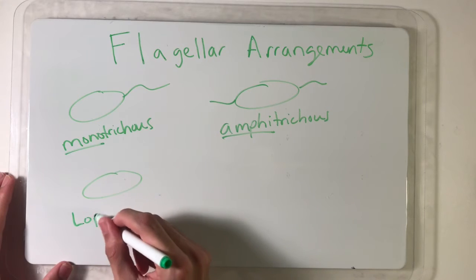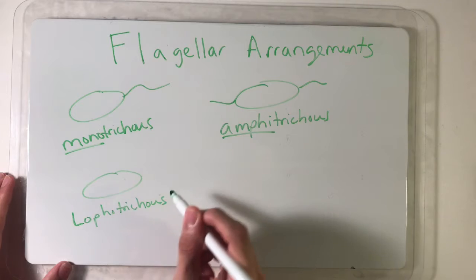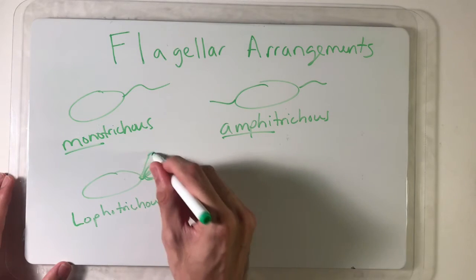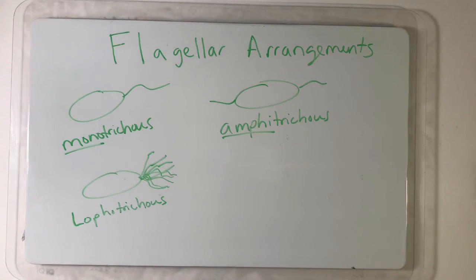The next one is Lophotrichous. And this is an arrangement where it has a bunch of flagella only on one side. Can't really give you a hint, you just have to memorize it.